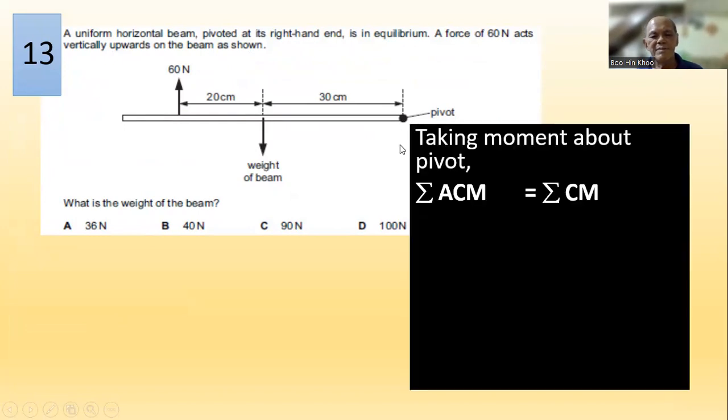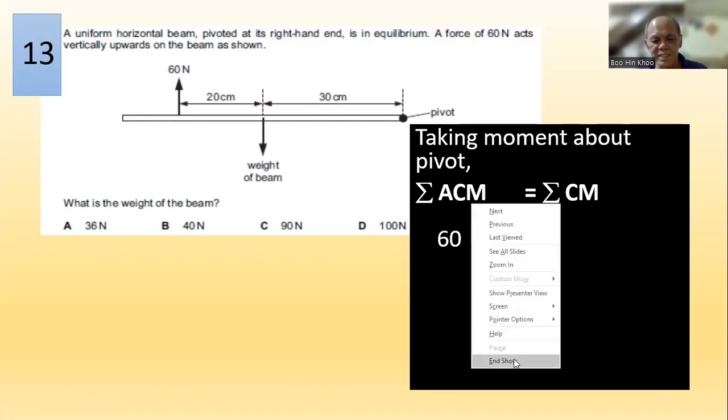Taking a moment about the pivot. Sum of anti-clockwise equals sum of clockwise. This one will cause anti-clockwise. Sorry, this one should be clockwise. Sum of clockwise equals sum of anti-clockwise. Maybe you will change to that.